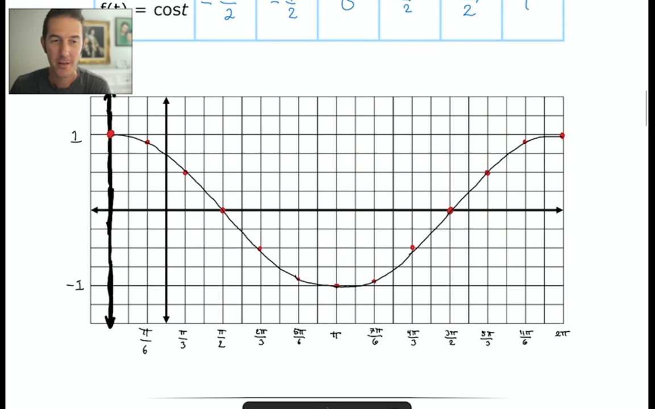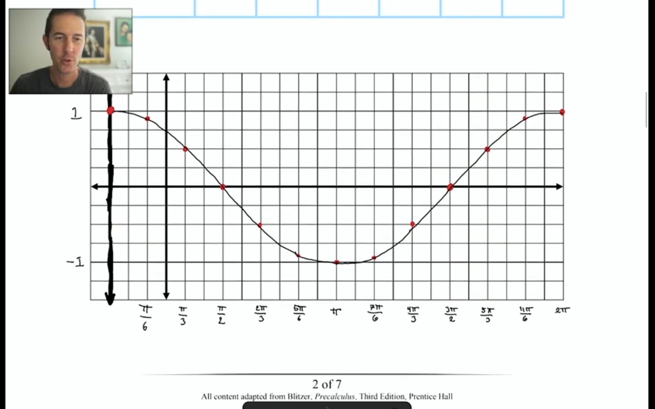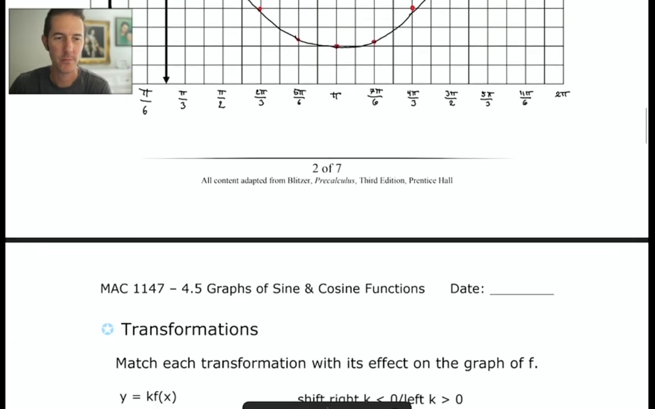Now, the graph of the cosine function looks exactly like the graph of the sine function, except this graph is shifted. If you slid the sine function to the left, a distance of pi over 2, you'd end up with this graph. So there are some similarities for sure between those two functions.